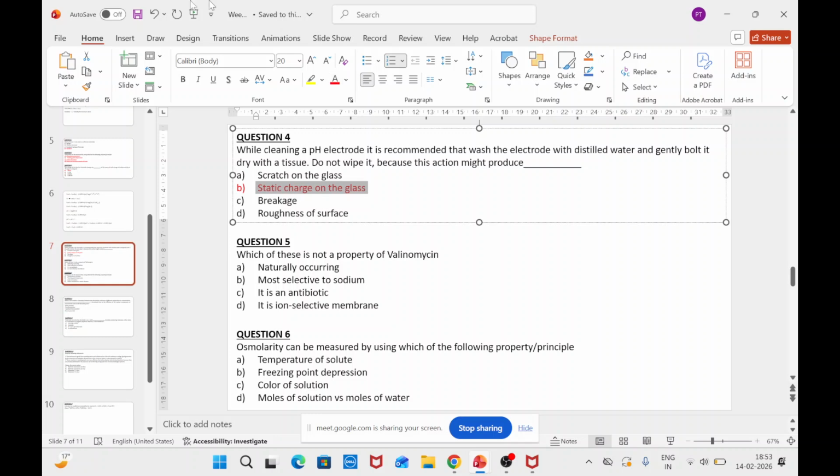So the next question is another simple one. Which of the following is not a property of valinomycin? It's naturally occurring, most selective to sodium, it's an antibiotic, it's an ion selective membrane.